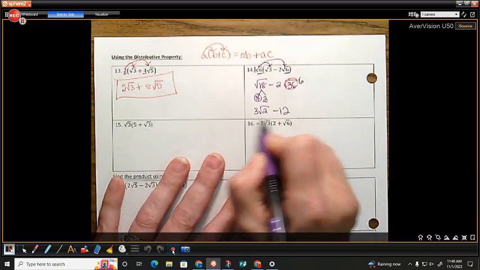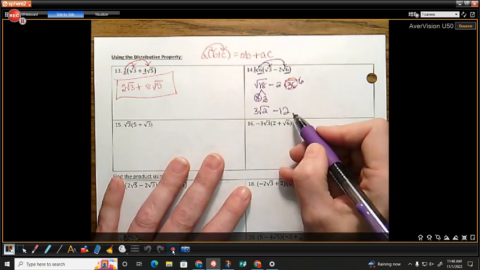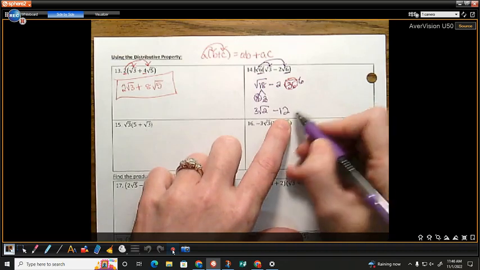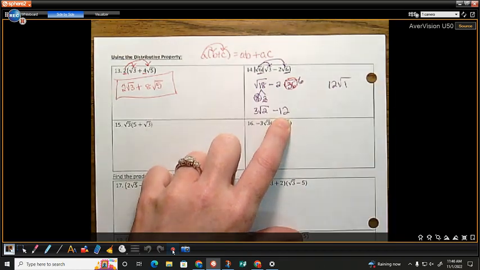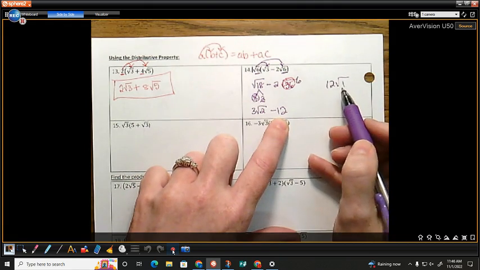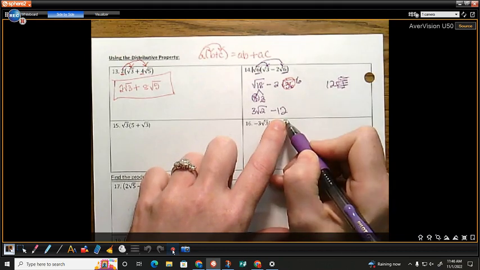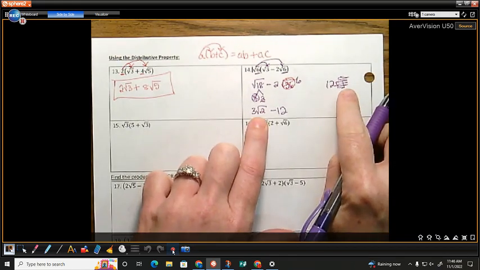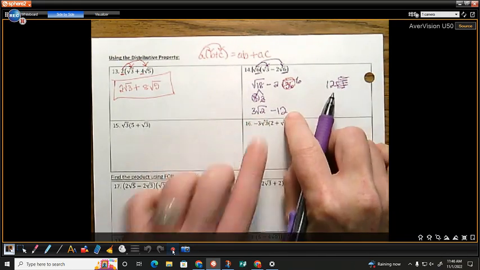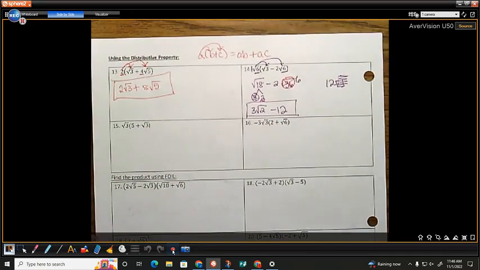Are these like terms? No. Because this 12 is really like kind of having a 12 root 1, because the root of 1 is just 1. But you're too lazy to write that radical, and so you just write the 12. But in any case, they do not have the same radical there, and so those cannot be combined. And that is your most simplified answer: the 3 square roots of 2 minus 12.